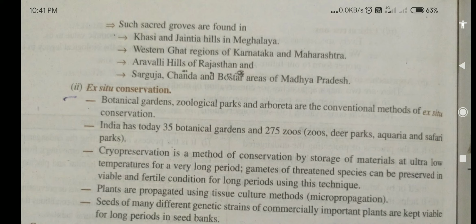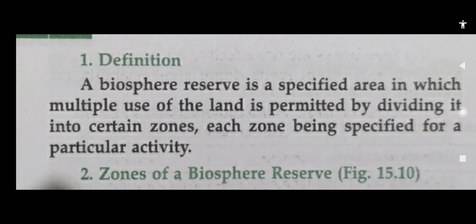Another is the tissue culture method or micropropagation method. By this micropropagation method, we can conserve biodiversity. Seed bank, gene bank, and DNA bank are also ways of ex situ conservation. So now let us discuss the biosphere reserve.